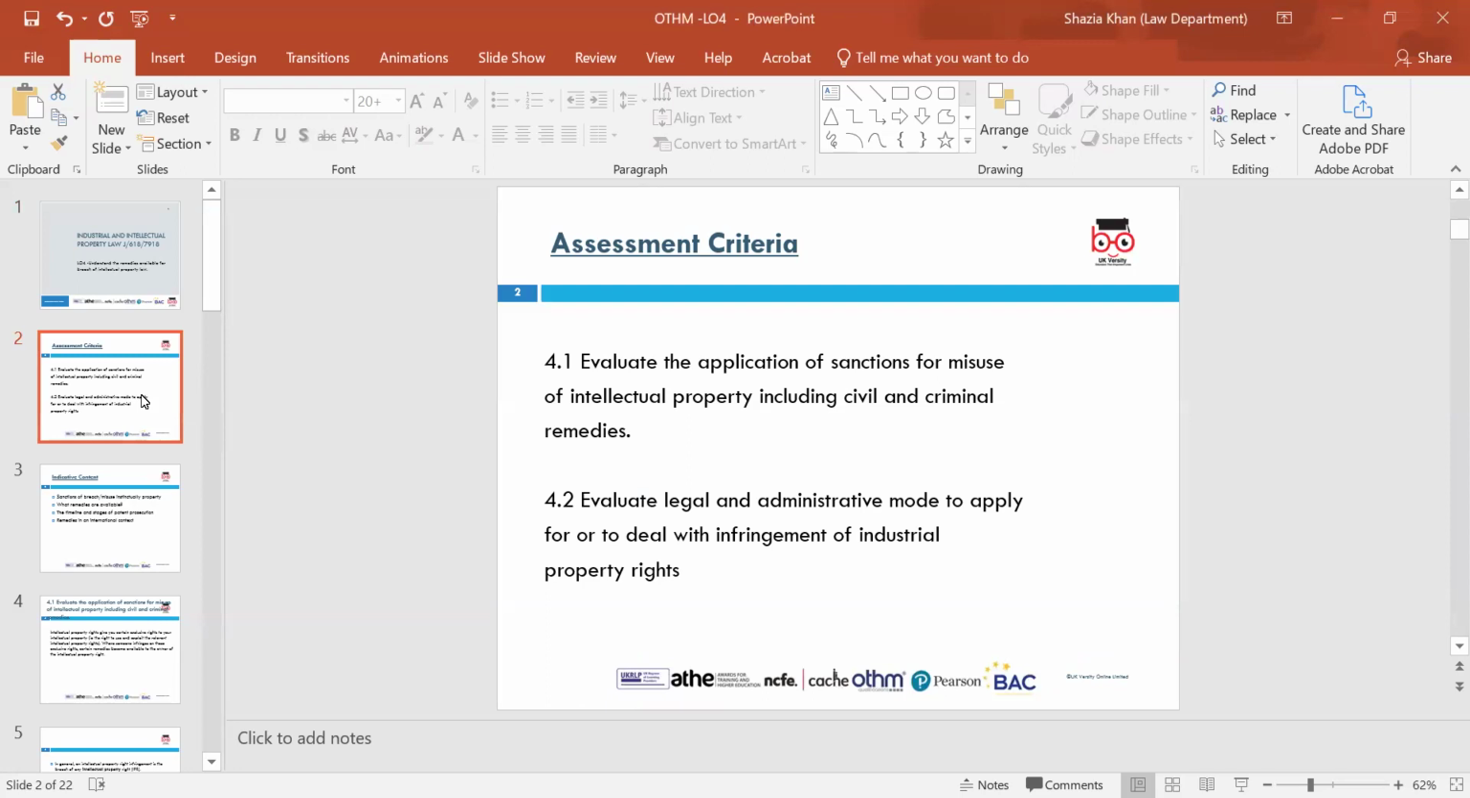So 4.1, we're looking at the assessment criteria to evaluate for learning outcome 4, to evaluate the application of sanctions for misuse of intellectual property, including civil and criminal remedies. It is really important when it comes to intellectual property that it's protected properly, and there are laws in place to protect individuals, and if there is an element of a criminal law or a civil law crime, that the individual is protected. We're then going to look at 4.2, which is to evaluate an administrative mode to apply for or deal with the infringement of intellectual property.